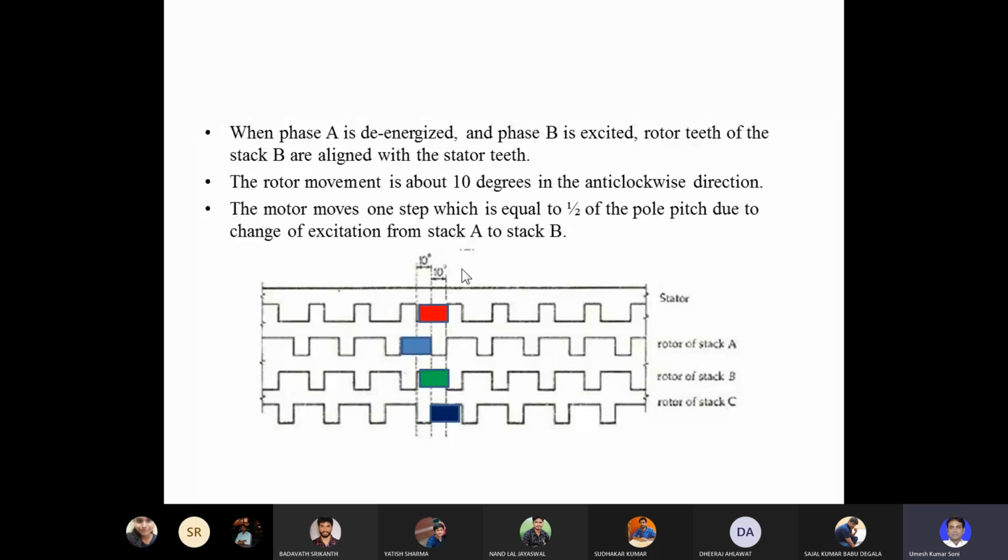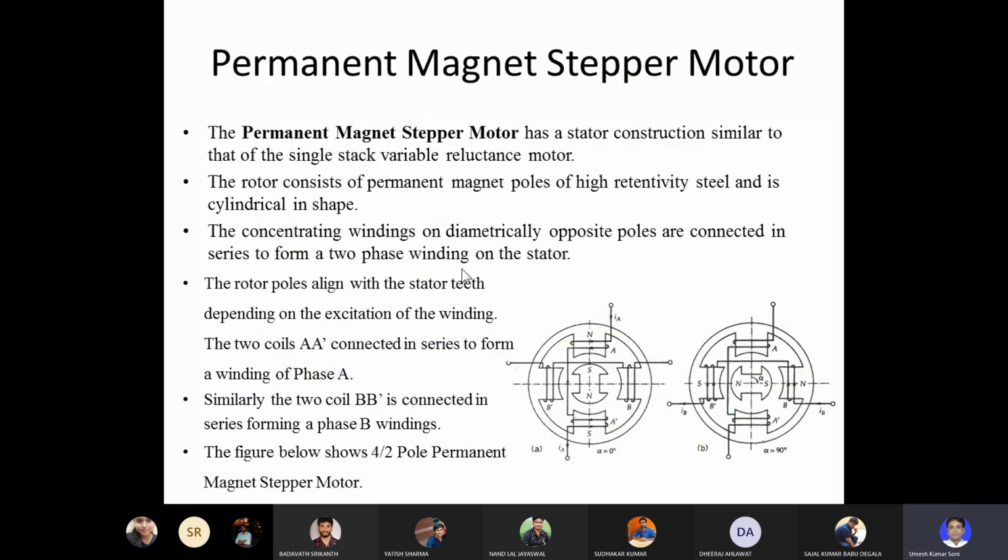So this is the theory of the multi-stack variable reluctance stepper motor. Here a permanent magnet stepper motor is also there. So two phases are there and four poles are there. Alternately, phase A and phase B can be energized, or they can be energized at the same time. If only one of the phases is energized at one time, then the step angle will be 90 degrees.